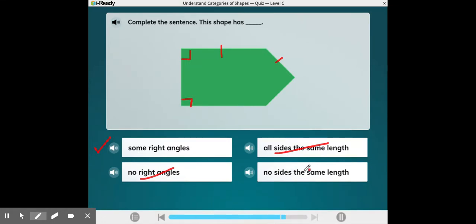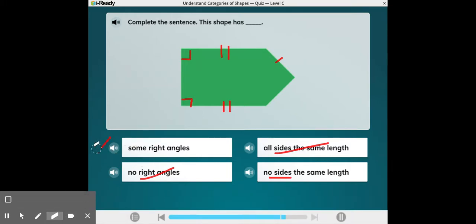No sides are the same length. Well, I'm going to take a look. I can tell that this side here is the same as this side here. So there are some sides that are the same length. So that is not a good choice. So that means our only answer is some right angles.